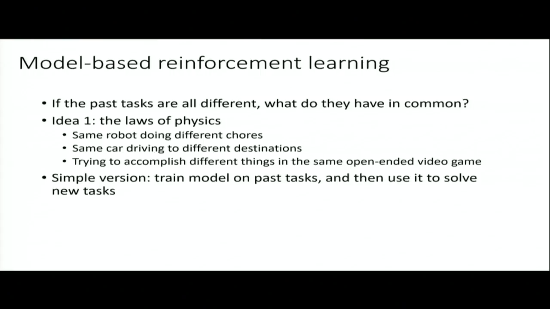So a simple version of this would be to simply train a model on your past tasks, a predictive model that tries to predict the next state given the current state and action, and then use it to solve a new task. And this is essentially just standard model-based reinforcement learning. So the short version of idea one is that, if you're in a multitask transfer setting, one of the things you could do without having to worry too much about transfer is to just do model-based reinforcement learning, because your model, just from the start, is much more likely to transfer than your policy, because the model is independent of the task that you're trying to perform.